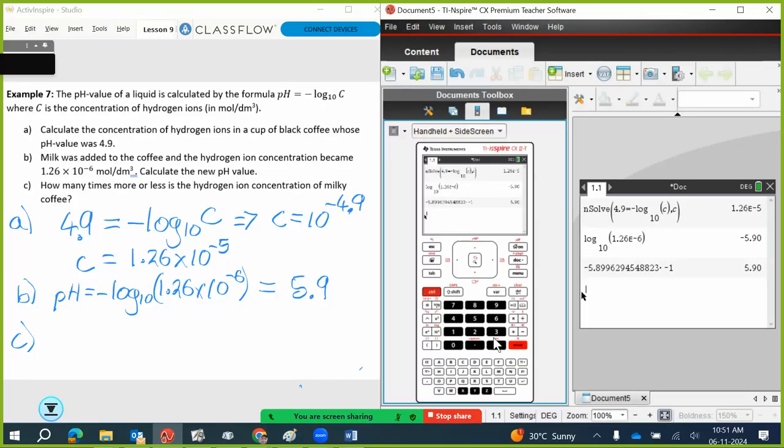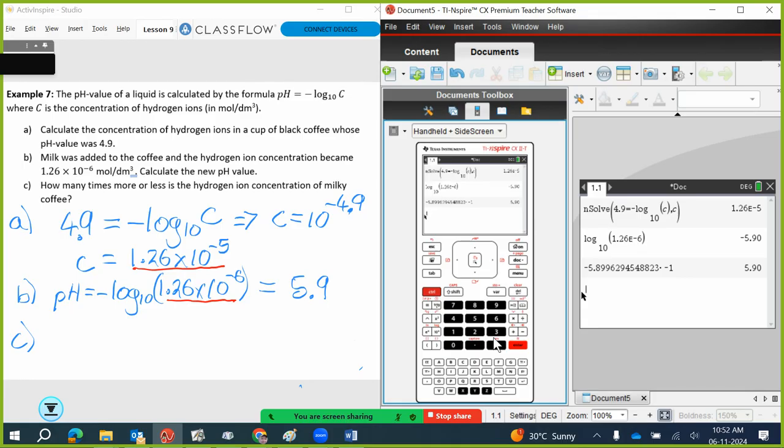So, this is the value for black coffee. This is the value for milky coffee. Which one of those two is bigger? Black coffee or milky coffee? Black coffee. Black coffee is much bigger. Black coffee is 10 times bigger. Milky coffee is therefore 10 times smaller.